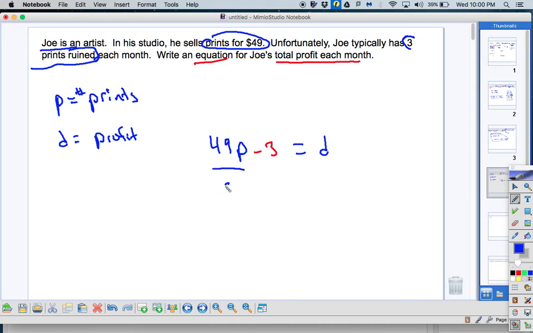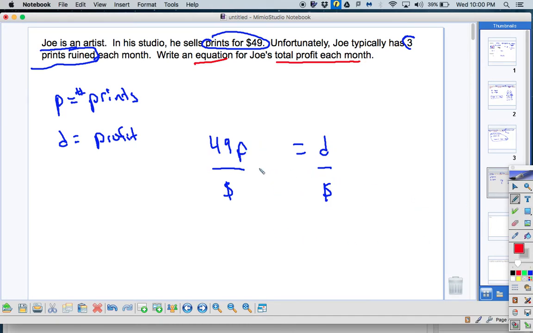49P is representing money. Our profit is representing money, but this 3 is not representing money. What the 3 is representing is the number of prints. So if I take money and I subtract away a number, I should never get money again because these are different types of things. So we need to translate 3 into money. And here's how we're going to do it. So we got to go back and fix this. So it's not going to be 3 right here.